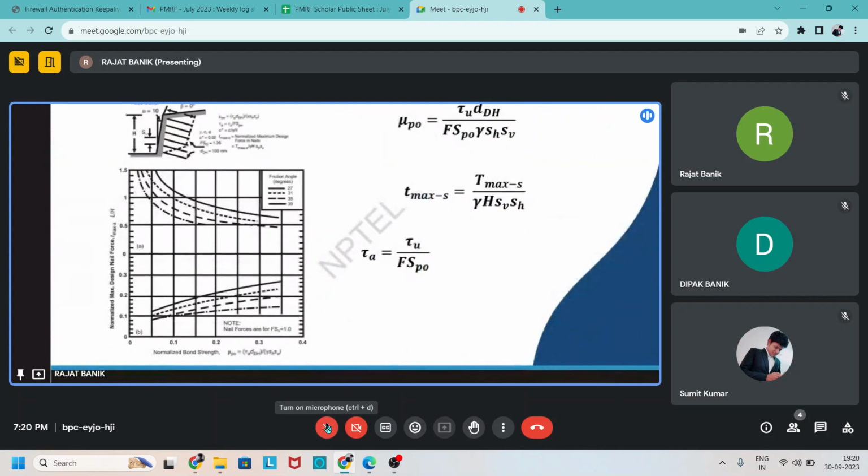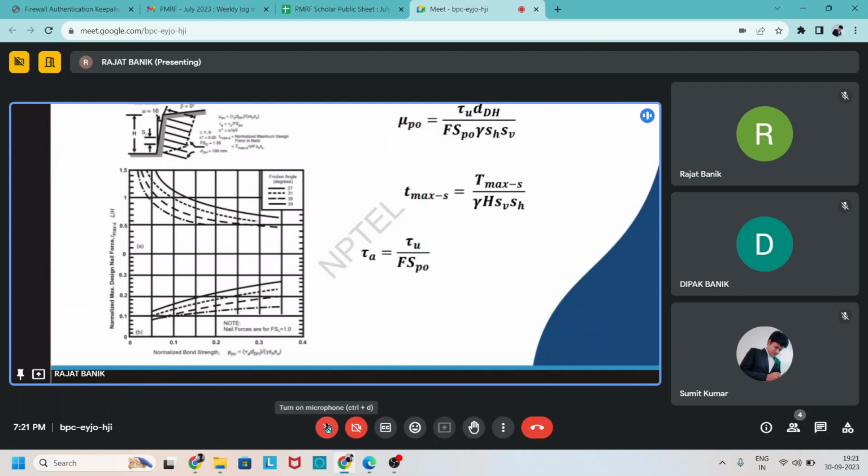To use this chart, first we have to normalize the bond strength by the mu suffix p naught formula. By this formula, mu is tau a into dh divided by fs into gamma into sh into hb, where tau a is equal to tau u into fs p naught. That means tau a is the allowable bond strength.